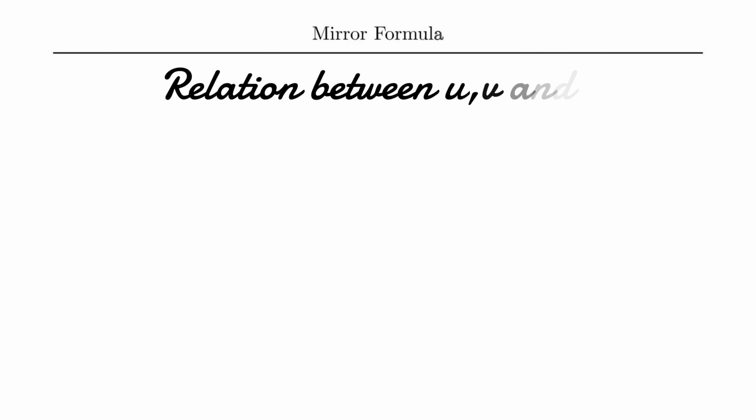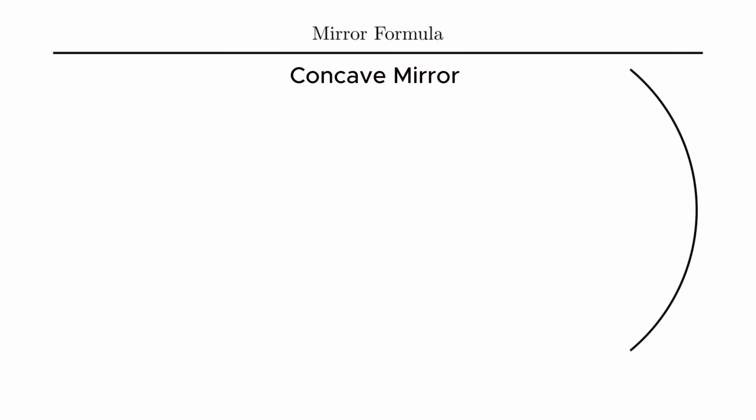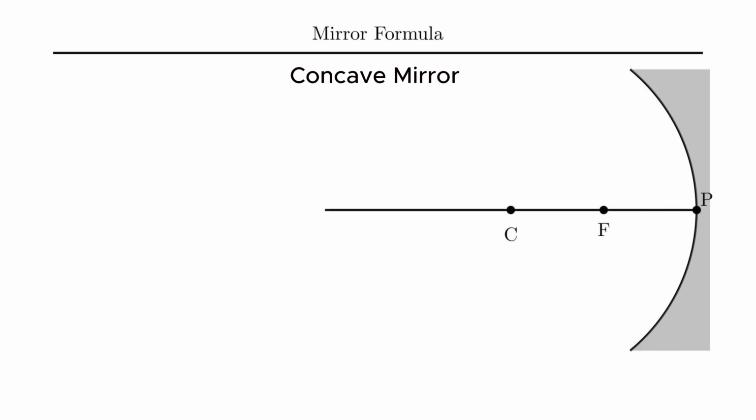Derivation of the relation between the object distance, image distance and the focal length of spherical mirrors, which is known as the mirror formula. Let's first see the case of a concave mirror. Consider a concave mirror having pole P, focus F and center of curvature C. An object AB is placed beyond C.